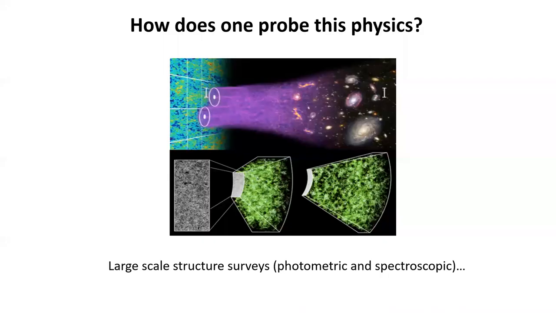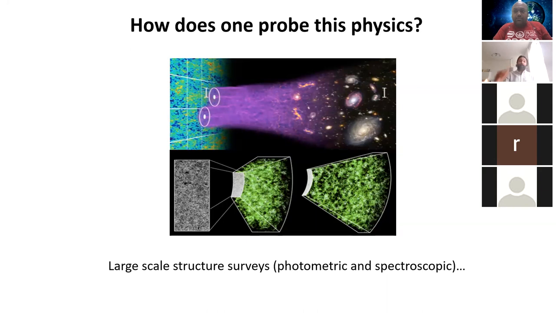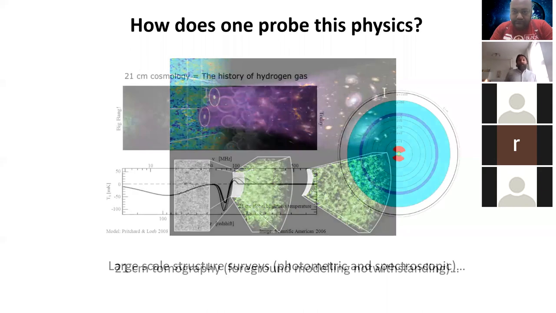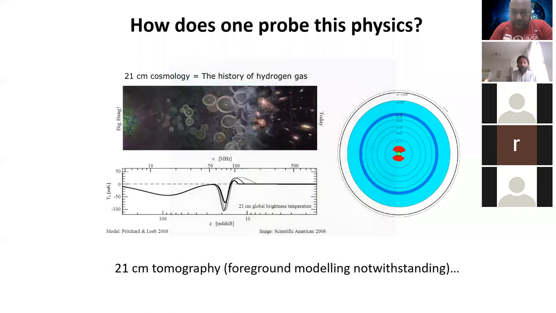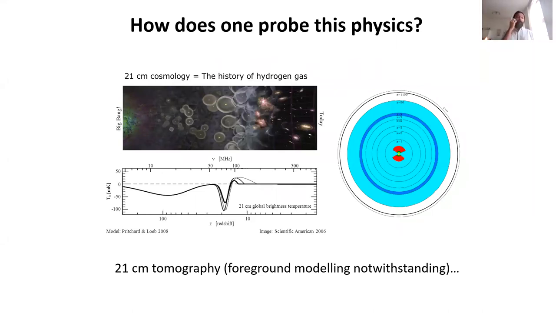There's many, many things I could add, but so far they have not been necessitated. There's another way in which we could probe this physics, which is just now starting to be understood. The problem is there's a lot of foreground modeling we need to understand before we can do any cosmology with it. And this is so-called 21 centimeter tomography.